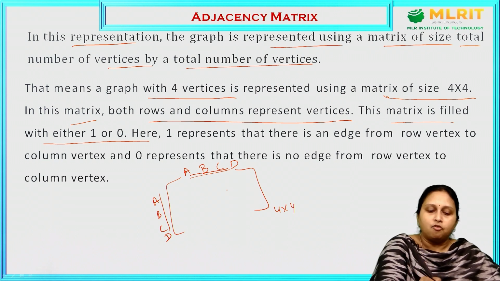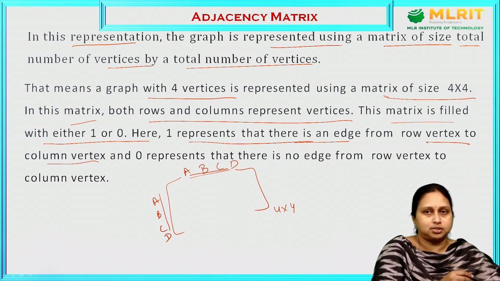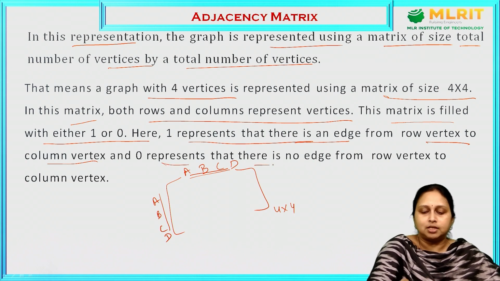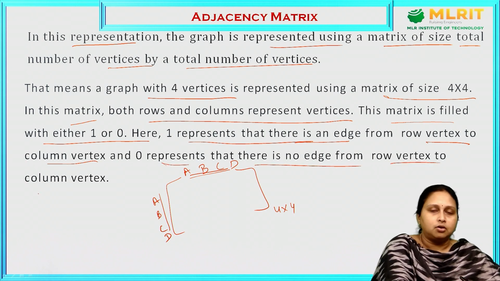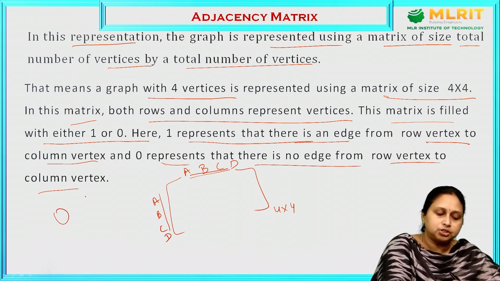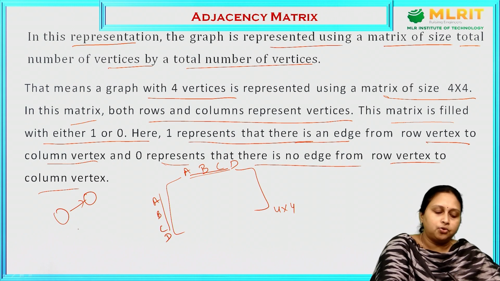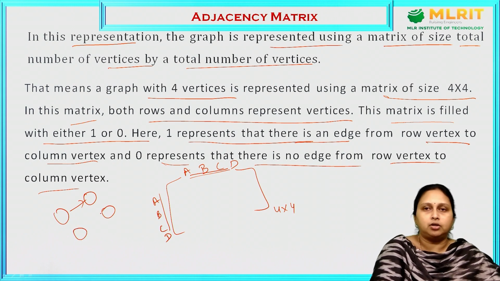That means, what is the meaning of 1 and what is the meaning of 0? 1 represents there is an edge from the row vertex to the column vertex. 0 represents there is no edge from the row vertex to the column vertex. That means if you have an edge, then we are going to represent it as 1. If you don't have any edge, then we are going to represent it with 0, right? That is the meaning of it.